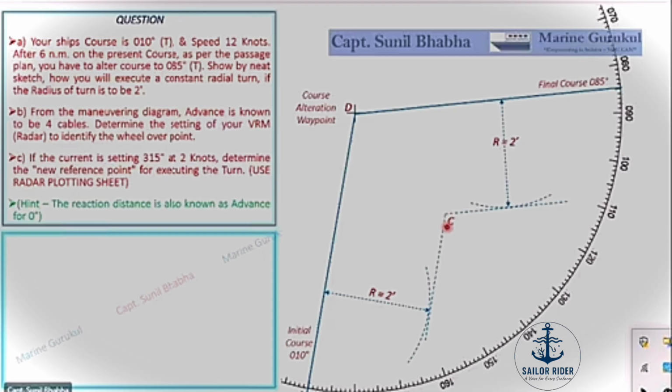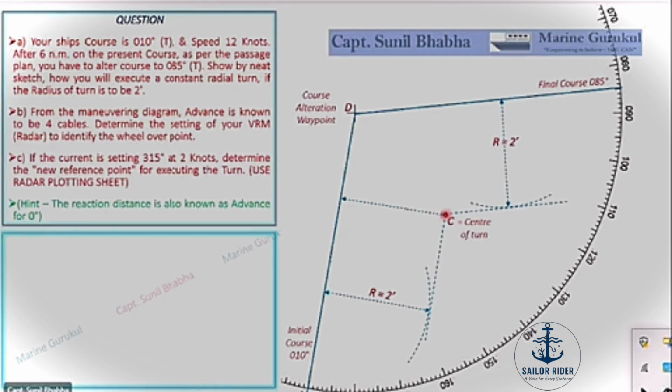And this point, let's name this point as C, Charlie. This point is the center of my turn. This will be the center of my turn or the center of my curved path or center of my turning circle. So now what I do is I take my compass to the point C, the center of my turn. I take my compass to point C.